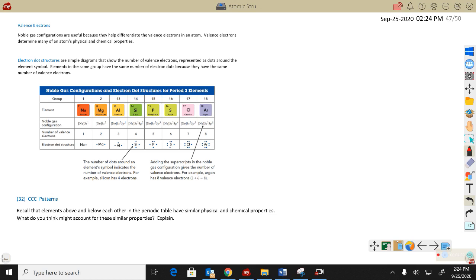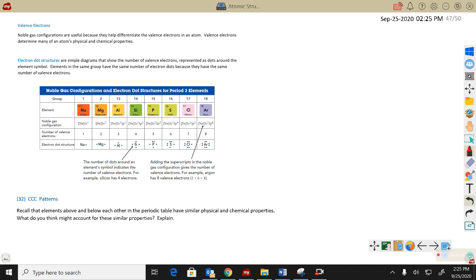But then when you hop over to the p block, we want to count all the electrons in the third energy level. So something like aluminum has 3 valence electrons. There's 2 in the s, 1 in the p. And eventually, by the time I get over to argon, there are 8 valence electrons. There are 2 electrons in the 3s orbital and 6 electrons in the 3p orbital, for a total of 8.